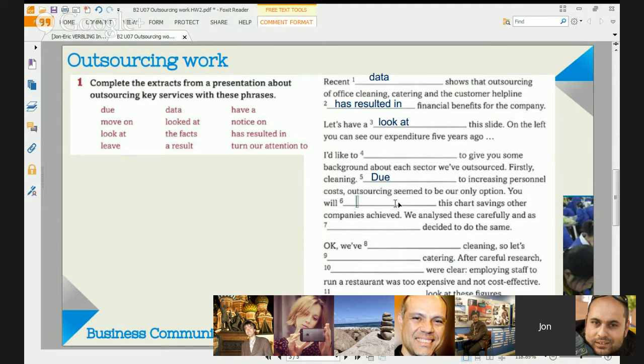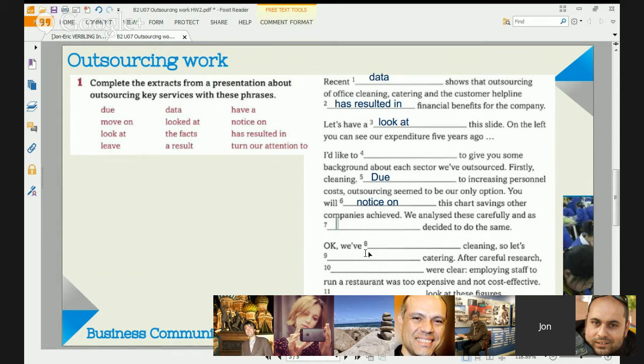You will, another way to say look in those words in red. It's the same idea, but it's not the word look. Notice. Good. You will notice on this chart savings other companies achieved. That's it. You will notice on this chart. It's like saying in a different way, notice this information. You can rephrase it as you will notice because this is a formal presentation. Very good. Okay, and Sylvia, we're up to you for number 7.